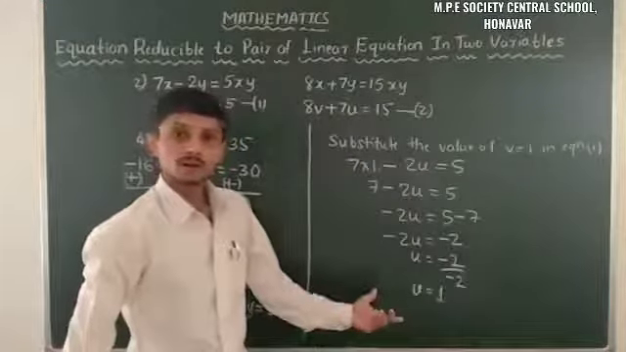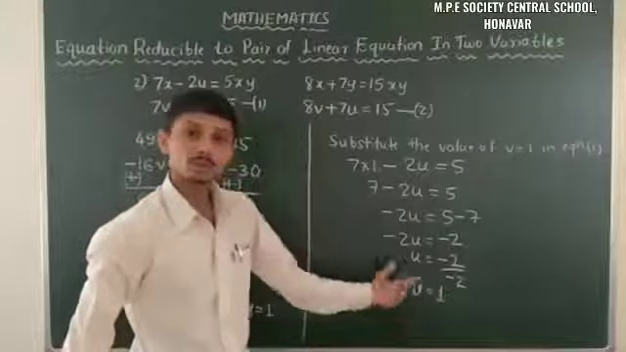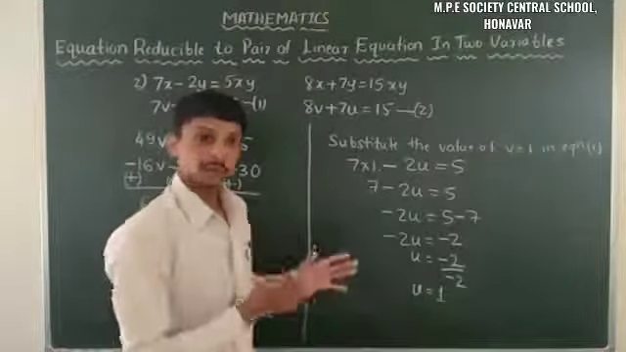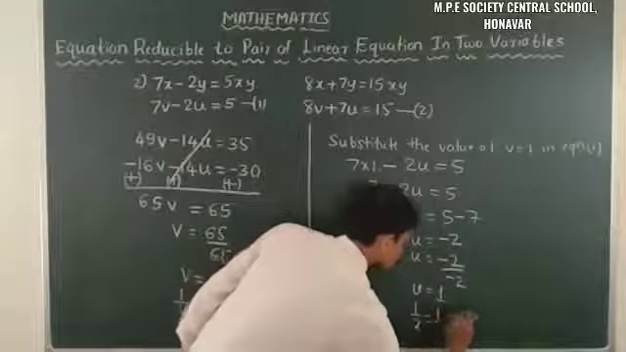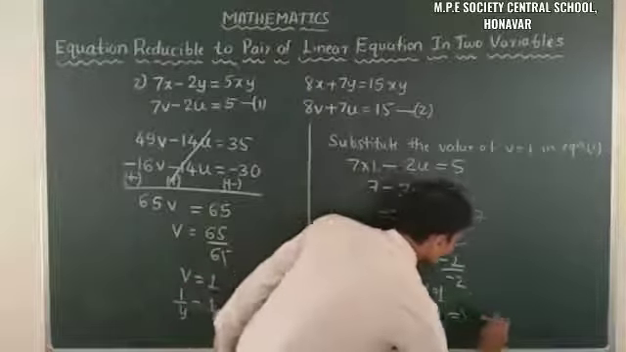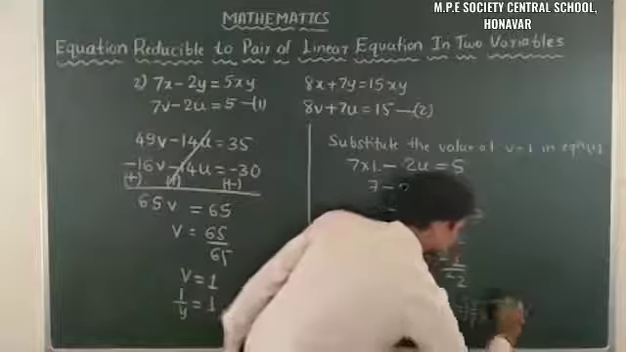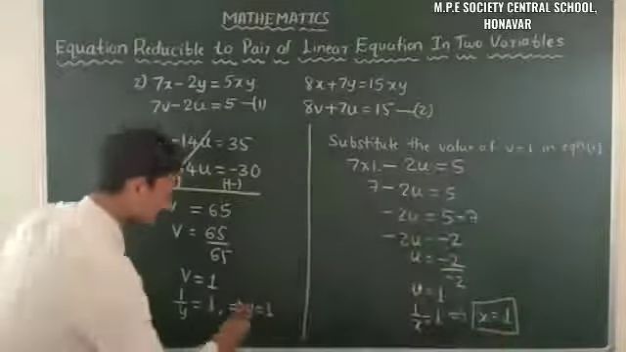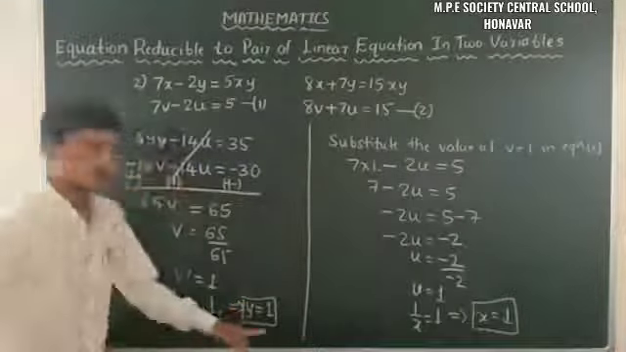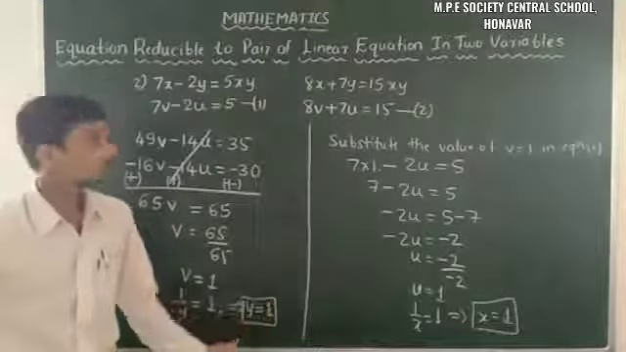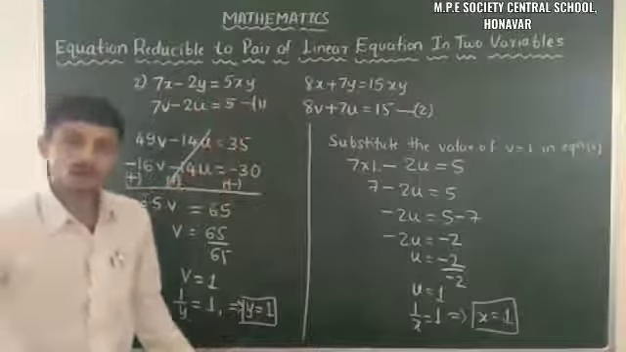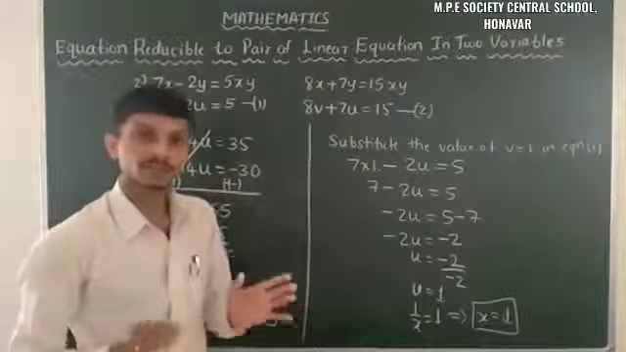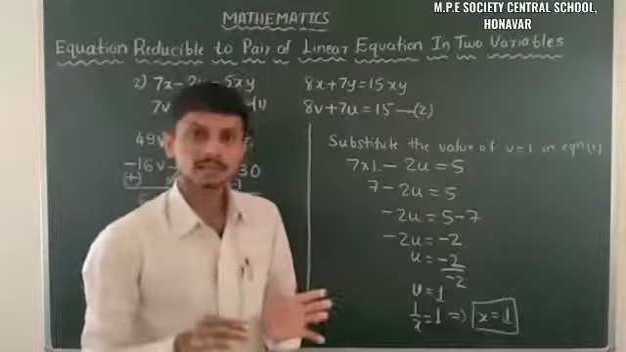Here u is equal to, we already took it as 1 by x. So 1 by x is equal to 1. So this means x is equal to 1. So here x is equal to 1 and y is equal to 1 are the solution or zeros of the equation. So we got the value of u and v with the help of the elimination method.